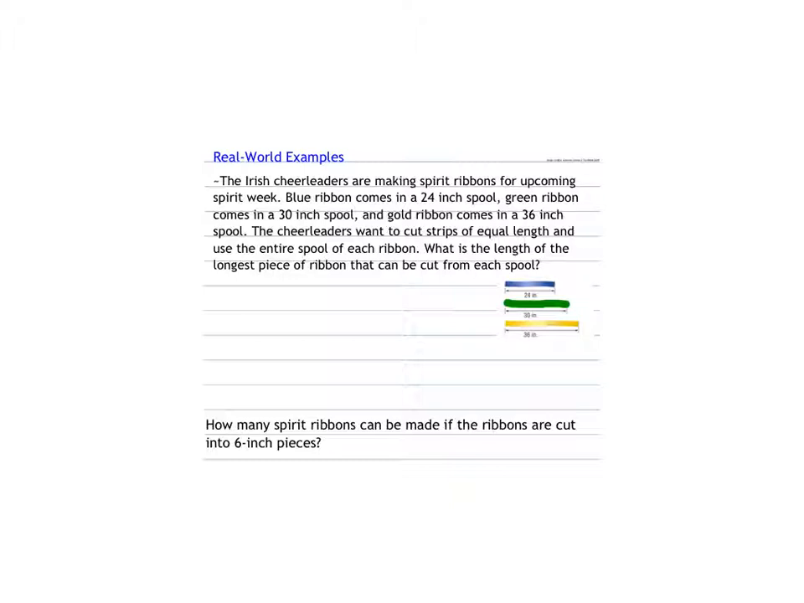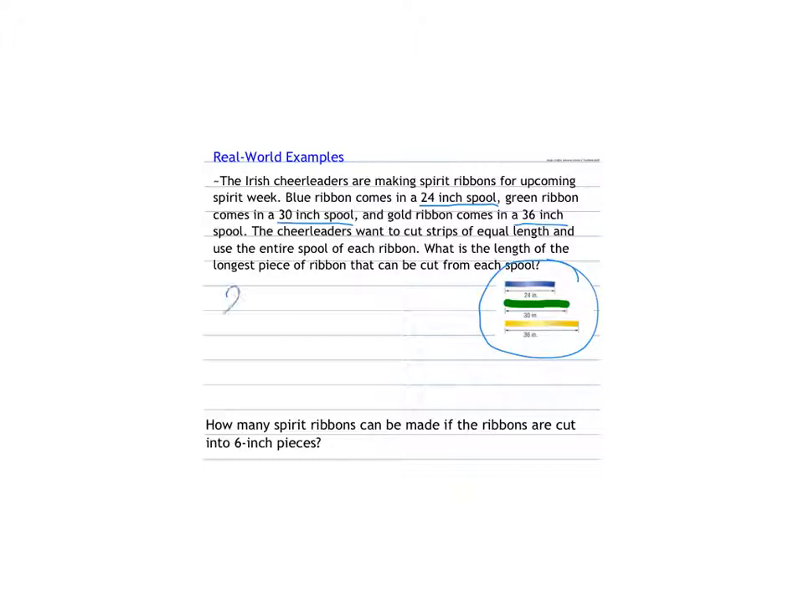And then one last real world problem. So the Irish cheerleaders are making spirit ribbons for upcoming Spirit Week. Blue ribbons come in 24-inch spool, green ribbons come in a 30-inch spool, and gold ribbons come in a 36-inch. They want to cut strips of equal length and use the entire spool of each ribbon. What is the length of the longest piece of ribbon that can be cut from each spool? So meaning they want to cut all the same lengths of ribbons, but they don't want any leftover ribbon. So basically we need to find the greatest common factor of 24, 30, and 36.